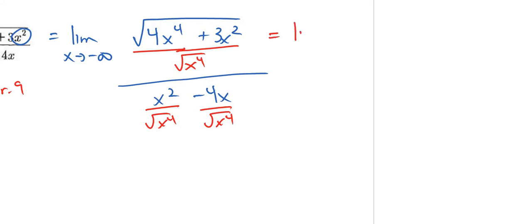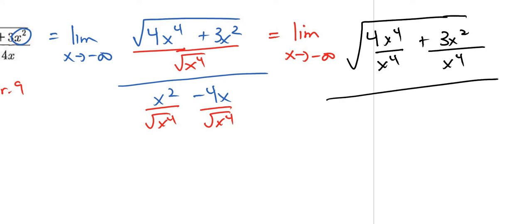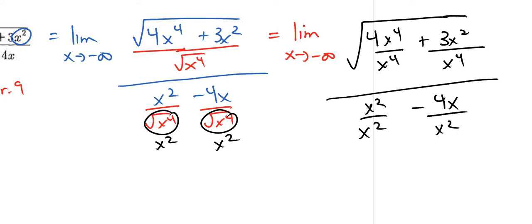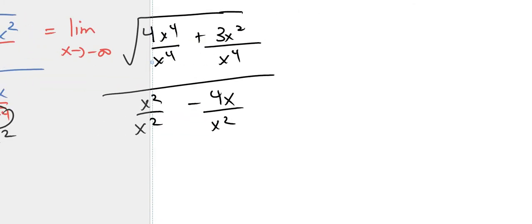All right, so now this will become the limit as x goes to negative infinity, and we need a big square root sign of 4x to the 4 over x to the 4 plus 3x squared over x to the 4, all divided by, well, this is going to be x squared. So I have x squared divided by x squared minus 4x over, and that's also going to be x squared. Okay, so we need to move on and do one more simplifying step before we substitute x goes to negative infinity here.